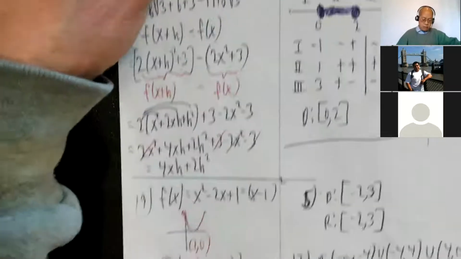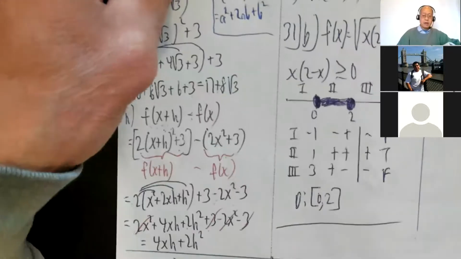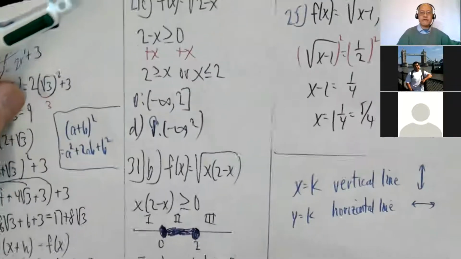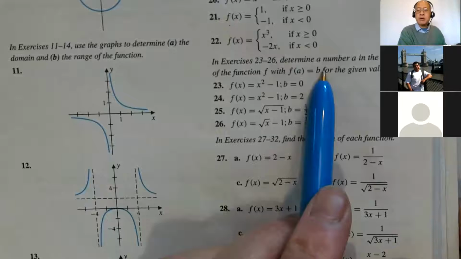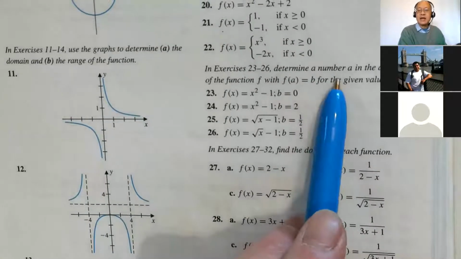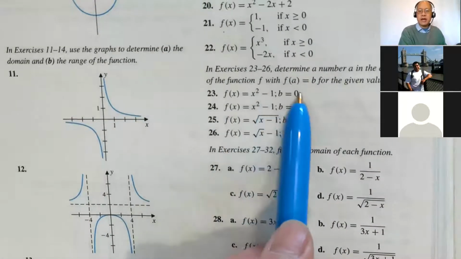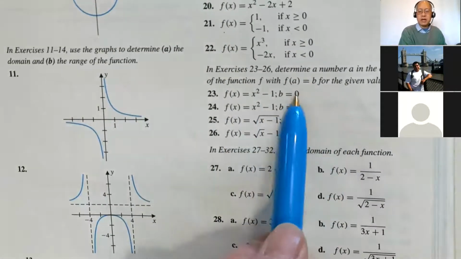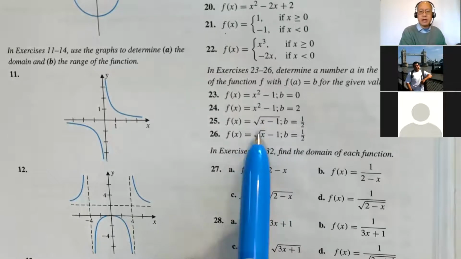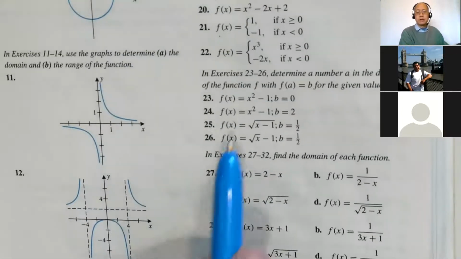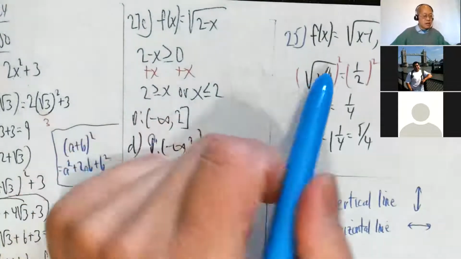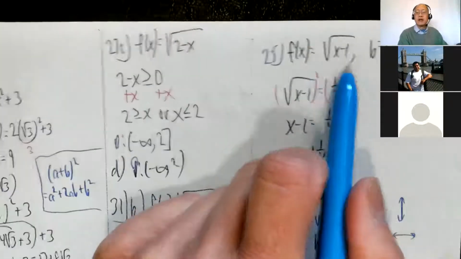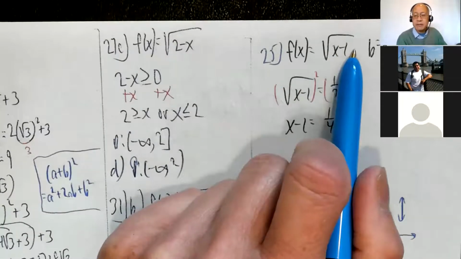All right, just do one more and then I'll stop. We'll go to problem 25. Determine a number a in the domain of the function with f of a equal to b for the given value of b. Okay, so what are they talking about? So square root of x minus 1, b is a half. They're just saying set this equal to a half.